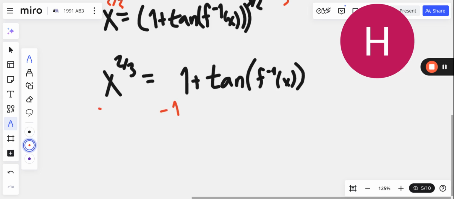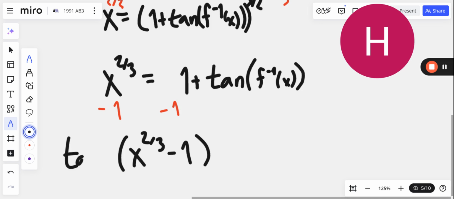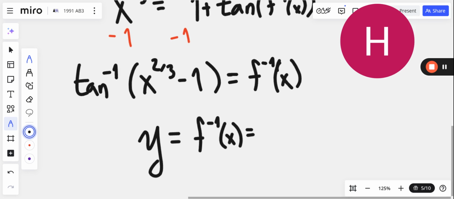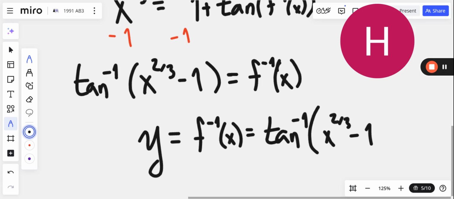Okay, let's subtract 1, and then we're going to want to take a tan inverse of that. Tan inverse gets rid of the 1 and the tan, and there's our f inverse. So if you wanted to, you could also just write y equals f inverse equals tan inverse of x to the 2/3 minus 1. That one's really easy, guys.